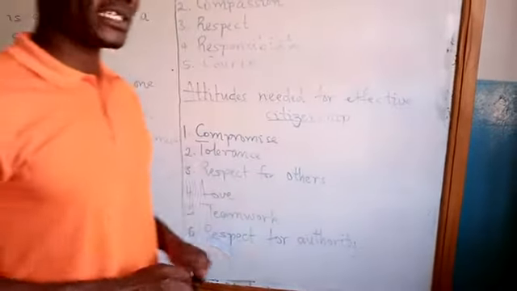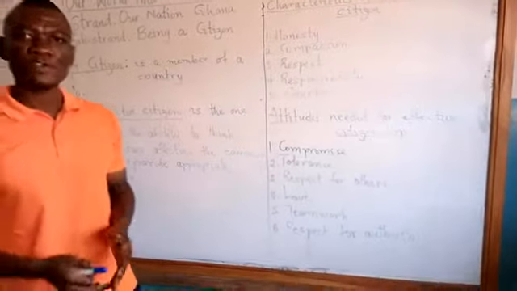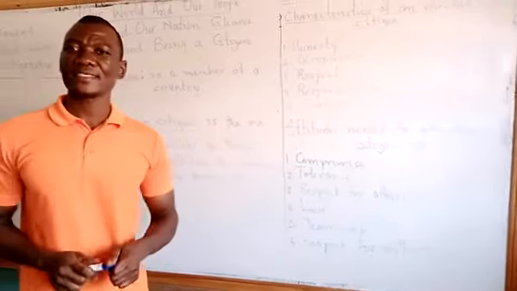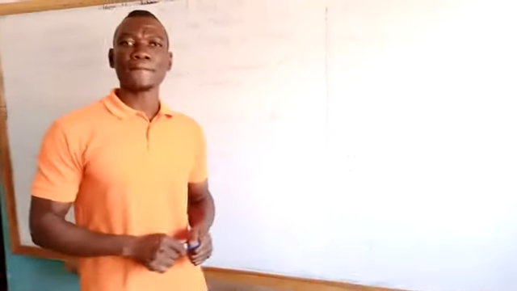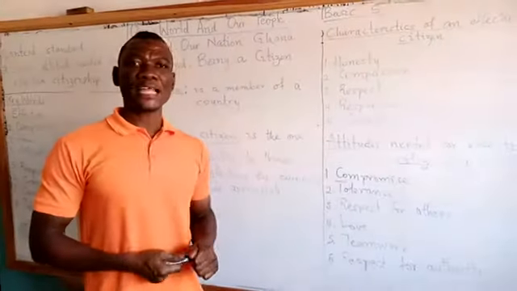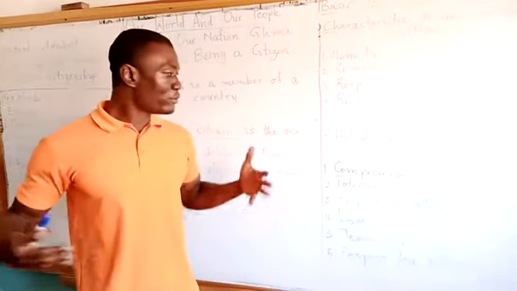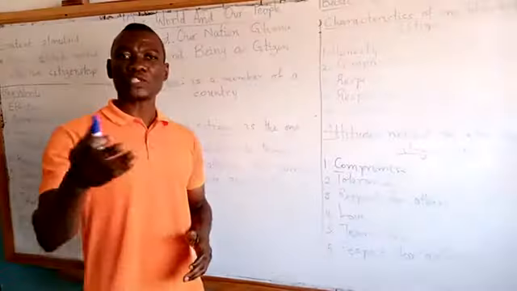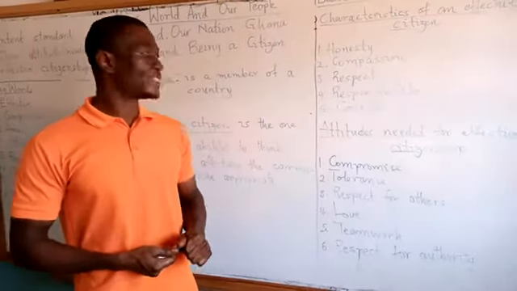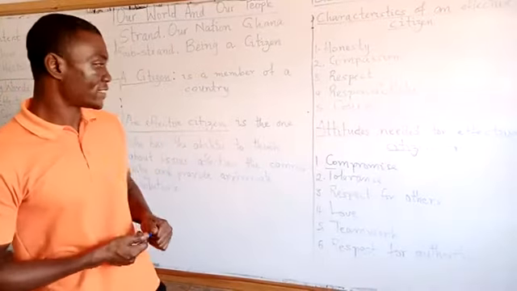When we talk about compromising, being able to work with people in a team. For example, at home, are you able to cooperate with your siblings in performing tasks despite the differences? Maybe your brother may like white, you may want black. Are you able to work together in spite of that difference? That's what we call compromise. And that's a very good attitude expected of an effective citizen.